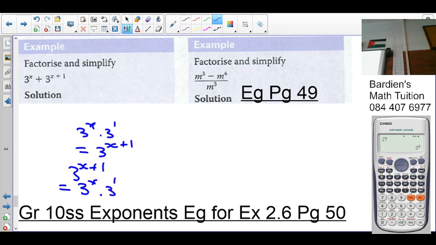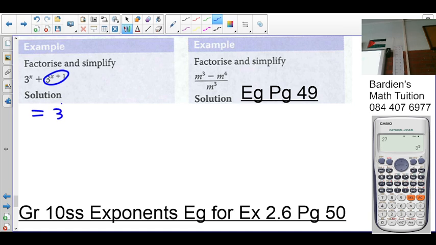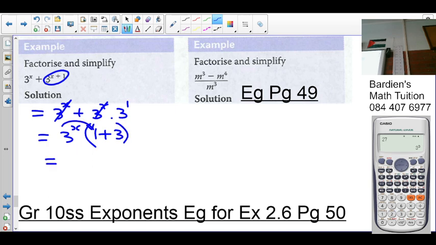You guys understand? So looking at this here, I'm going to break that up. So it will be 3 to the x plus 3 to the x times 3 to the 1. Why do I do that? So that you can take out a common factor. And what is common here? 3 to the x. If I take 3 to the x out, what am I left with? 1 plus 3. Because 3 to the x times 1 is 3 to the x, and 3 to the x times 3 is 3 to the x plus 1.